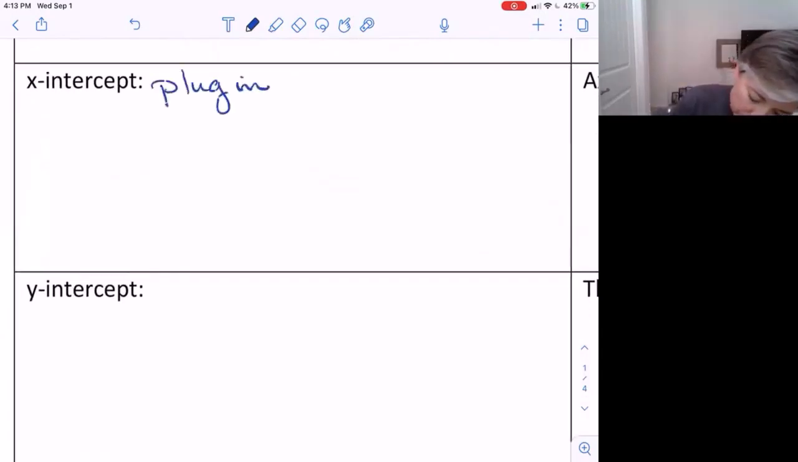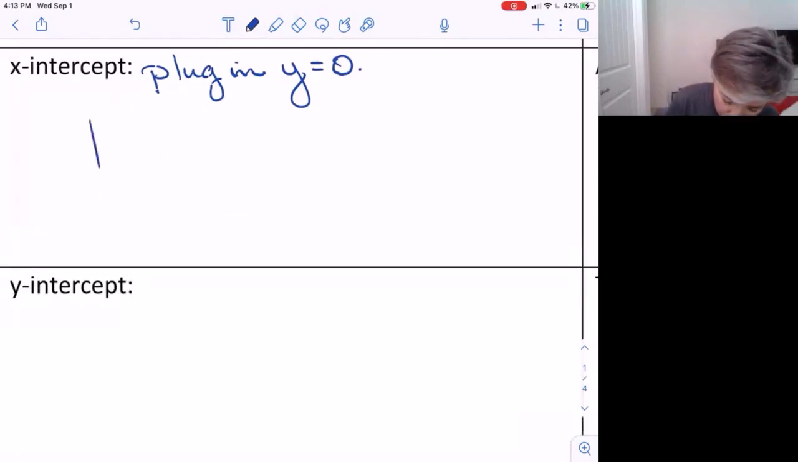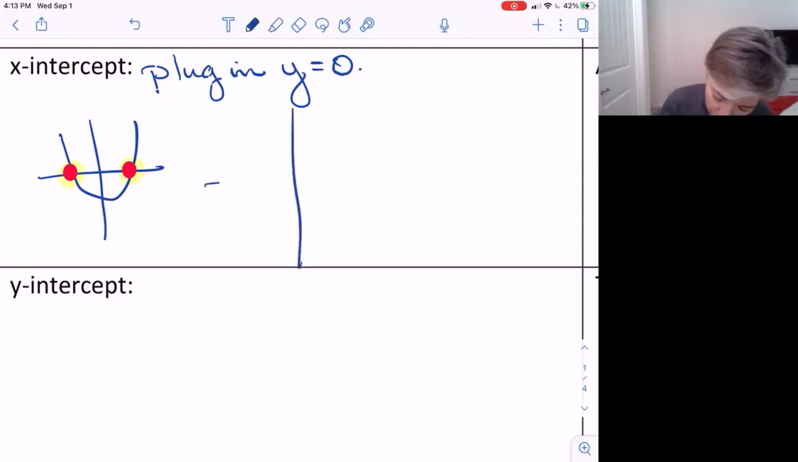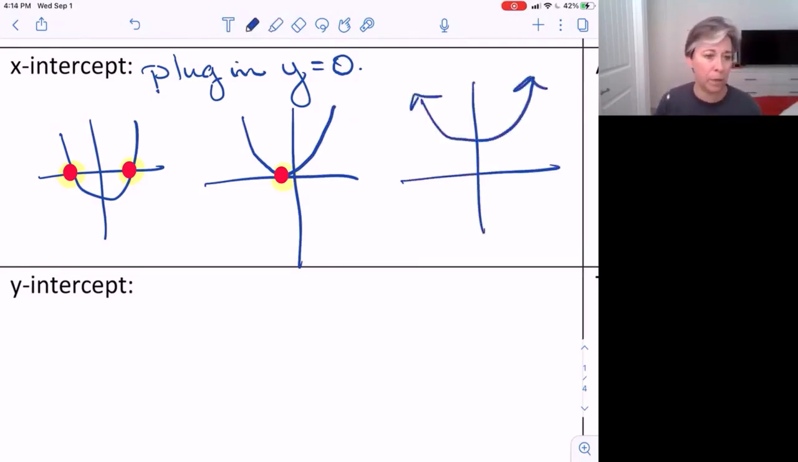Remember how to find x-intercepts? We're going to plug in 0 for y. And for parabolas, there are 3 possibilities. We can have 2 x-intercepts here and here. We could have 1 intercept if it only crosses the x-axis once. Or it's possible that it doesn't cross the x-axis at all. So we can have 2 x-intercepts, 1 x-intercept, or no x-intercepts.